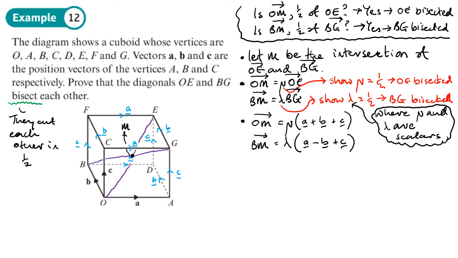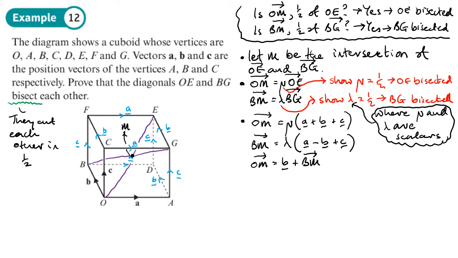Now I want some way of linking these two equations together so that I can solve them simultaneously. The way I can do that is there is another way of writing OM, to get from O to M using BM. To get from O to M, I could go along B and then along BM. Can you see that? You start at O, go along B and then do BM. So I can now write down here that OM equals the vector B plus BM.